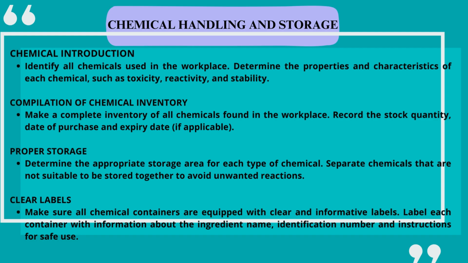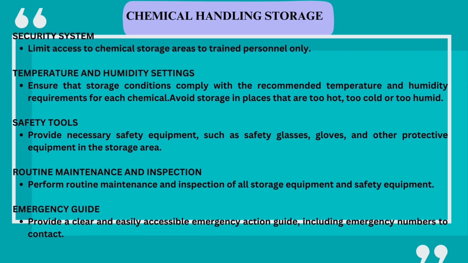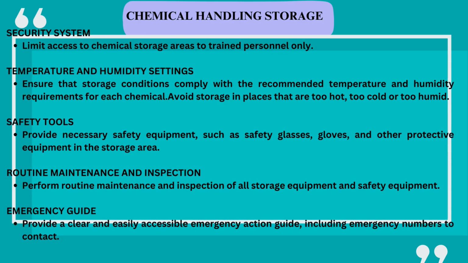Proper storage. Determine the appropriate storage area for each type of chemical. Separate chemicals that are not suitable to be stored together to avoid unwanted reactions. Clear labels. Make sure all chemical containers are equipped with clear and informative labels. Label each container with information about the ingredient name, identification number, and instructions for safe use. Security system. Limit access to chemical storage areas to trained personnel only.